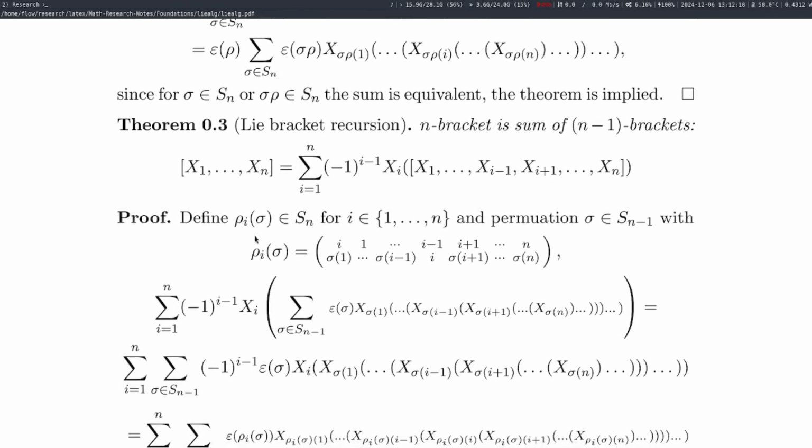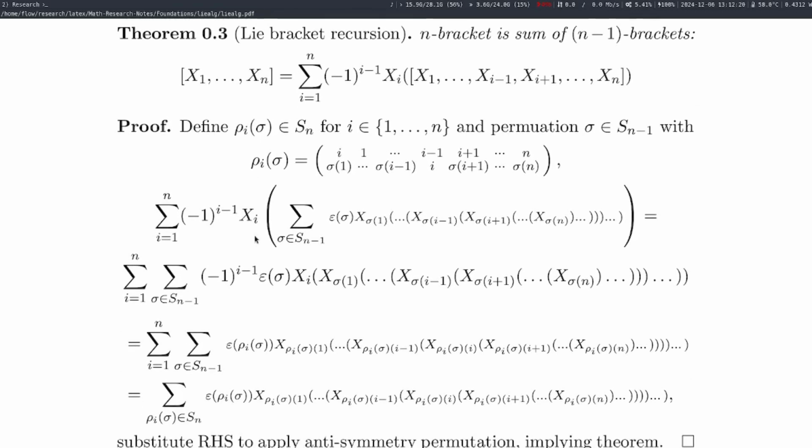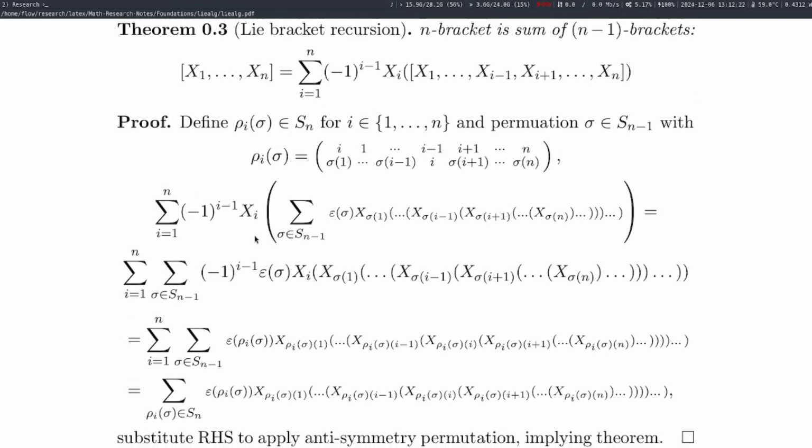Now we come to the interesting part of the paper, and that's the Lie bracket recursion. This is a new idea I came up with for this n-linear Lie bracket, which provides a recursive formula for expressing the n-linear Lie bracket as a sum of n-1 linear brackets.